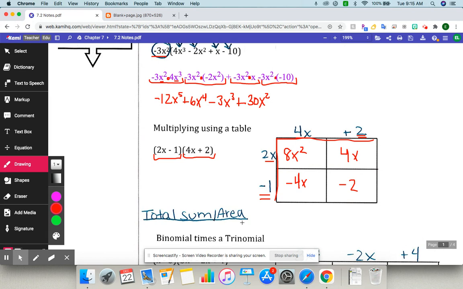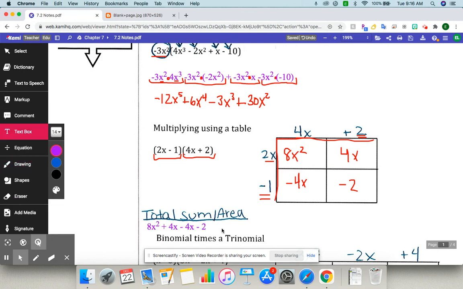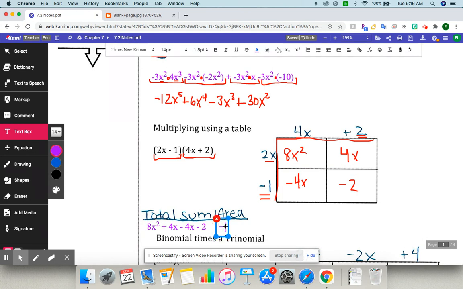So our total product, or if we're thinking about the total area of this generic rectangle, would be 8x squared plus 4x minus 2. But then combining like terms, we're left with 8x squared minus 2.